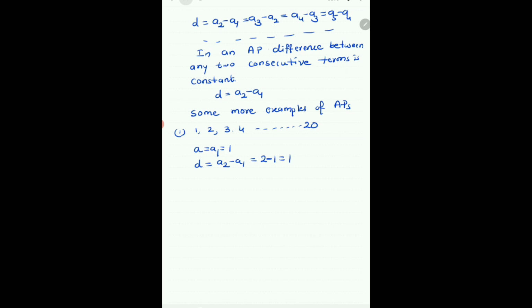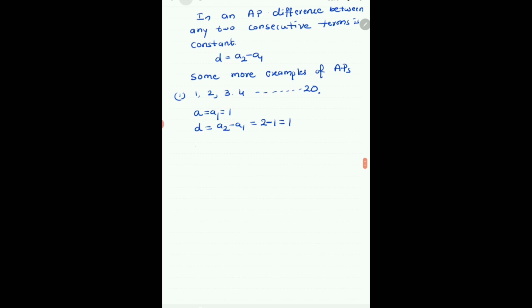Here there is a last term. After 20 there are no more terms. It ends at 20. So this is called the last term. Generally the last term is denoted by an, which is equal to 20.